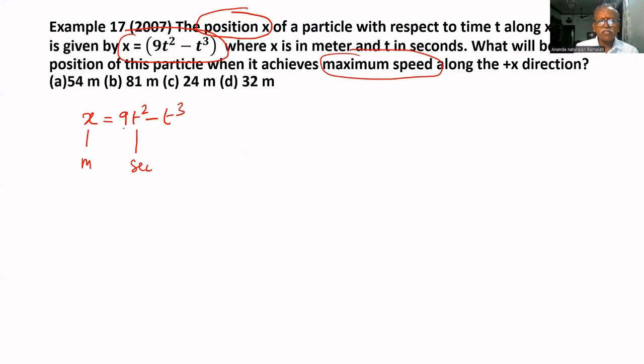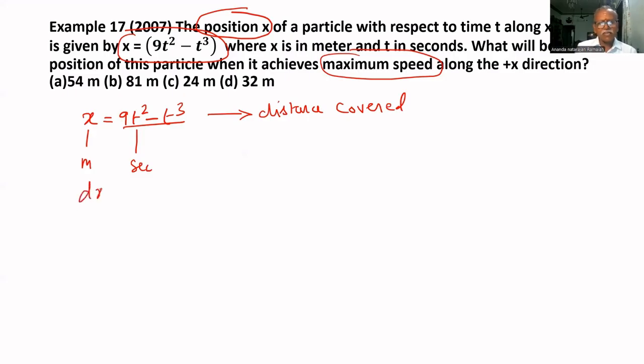Its displacement is a function of time. Therefore, its velocity is also a function of time. Therefore, at a particular time, velocity will be maximum. At that time, what is the displacement? That is the question. I'll tell again, x is the distance covered. Distance traveled, we can say in other words, x.